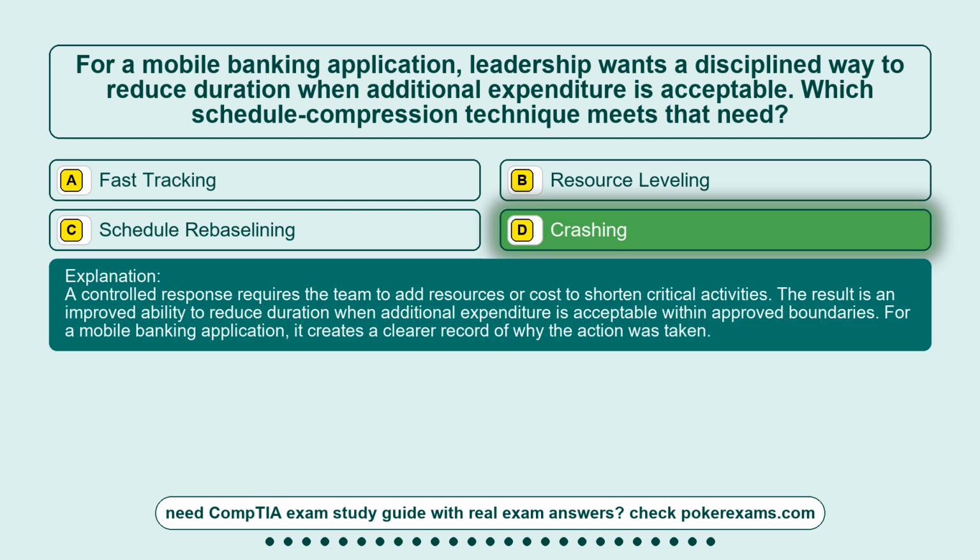A controlled response requires the team to add resources or cost to shorten critical activities. The result is an improved ability to reduce duration when additional expenditure is acceptable within approved boundaries. For a mobile banking application, it creates a clearer record of why the action was taken.